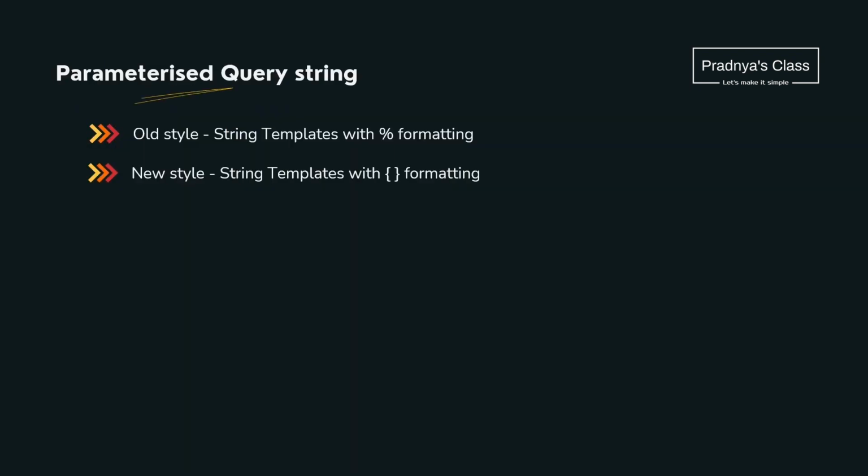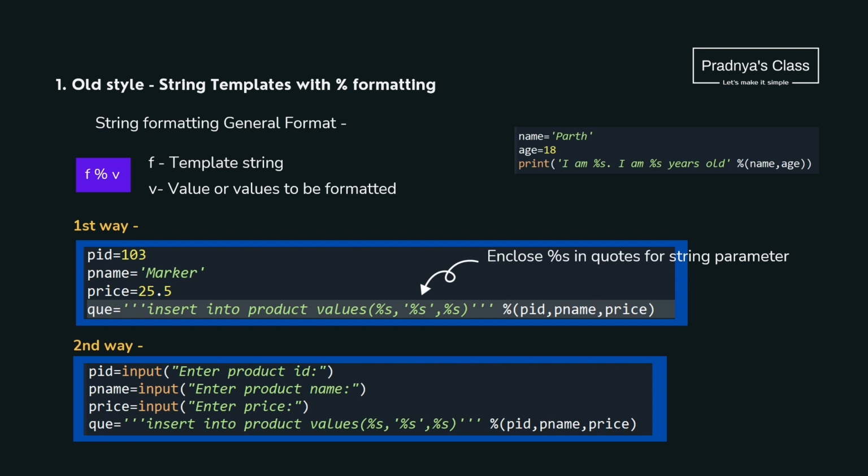Here is one more important topic from this chapter: how to create a parameterized query. There are two ways to create a parameterized query. The old style is with the % sign and the new style implements the format function. We will not concentrate much on the old style. We will be using the format function. But let me tell you this style also in short.